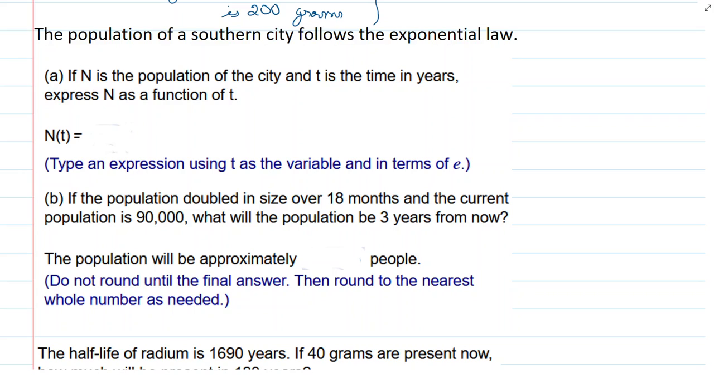Okay, now this one, I copied the whole problem. The reason being that we have hardly anything in the heading of it, and so I said, okay, I'll just write it out. This says if N is the population of a city and T is the time in years, express N as a function of T. And what this wants is the general formula.